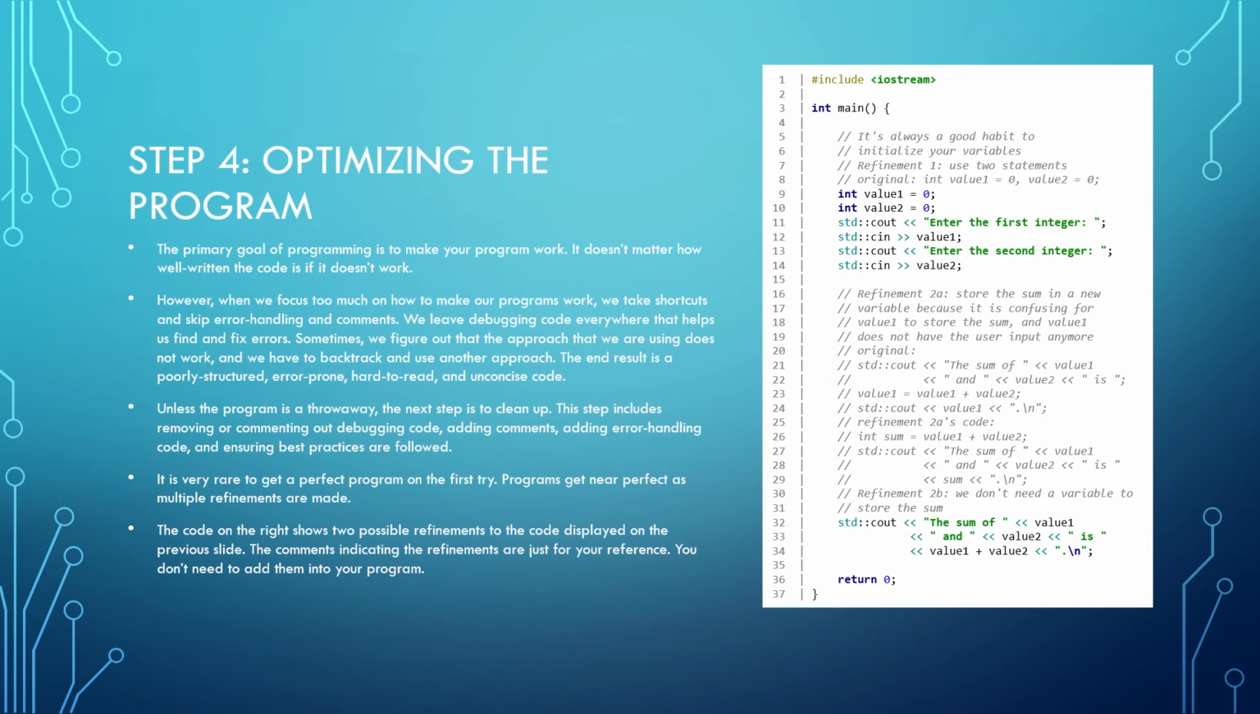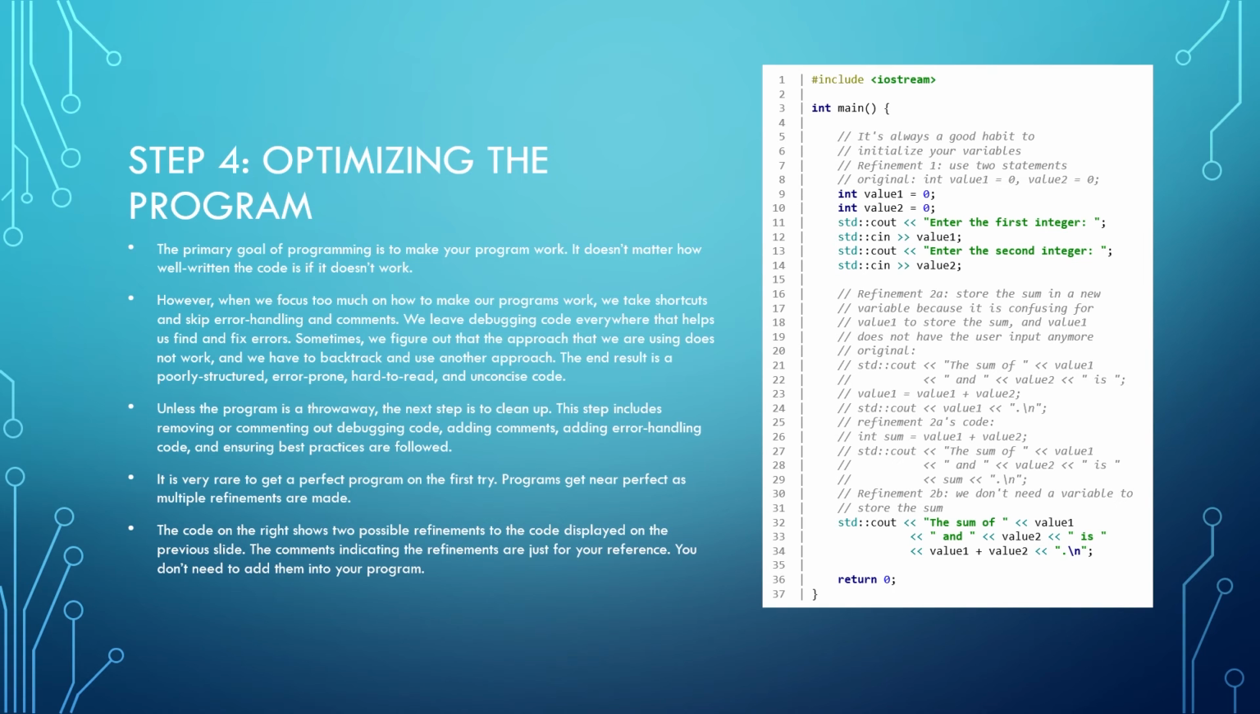The primary goal of programming is to make your program work. It doesn't matter how well written the code is if it doesn't work. However, if we focus too much on how to make our programs work, we take shortcuts and skip our error handling and comments, and we leave debugging code everywhere that helps us find and fix errors. Sometimes we figure out that an approach that we're using does not work, and we have to backtrack and use another approach. And the end result is usually a poorly structured, error-prone, hard to read, and unconcise code.